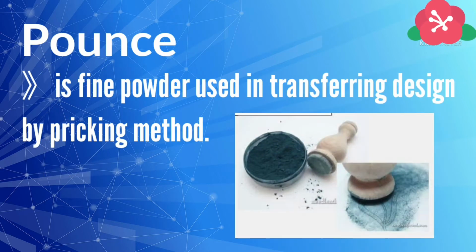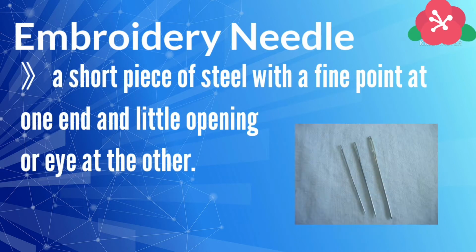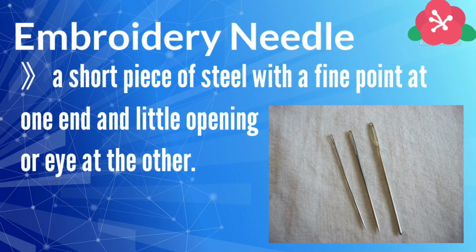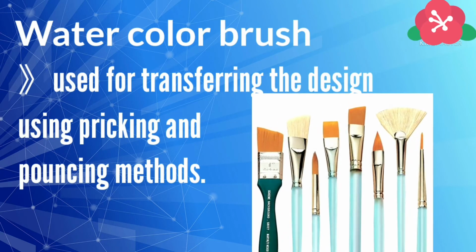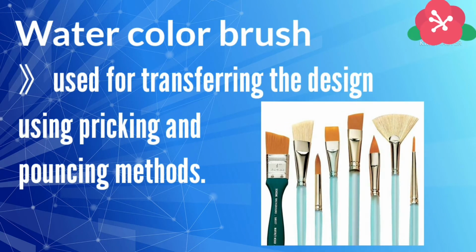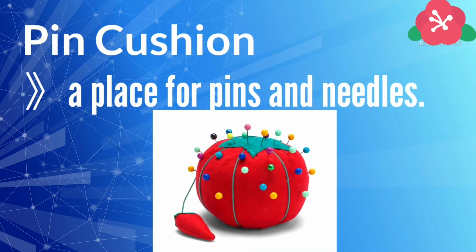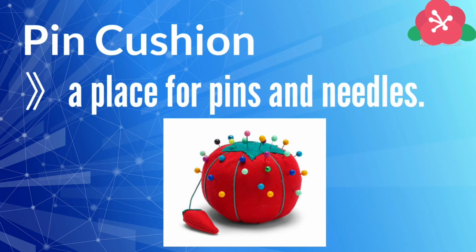Pounce is fine powder used in transferring design by pricking method. Embroidery needle, a short piece of steel with a fine point at one end and a little opening or eye at the other. Watercolor brush, used for transferring the design using pricking and pouncing methods. Pin cushion, a place for pins and needles.